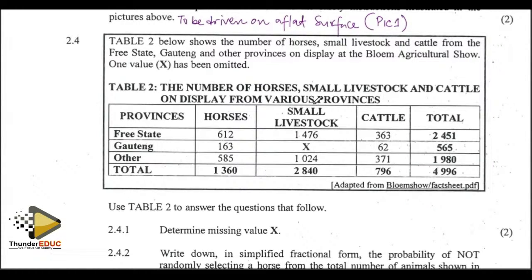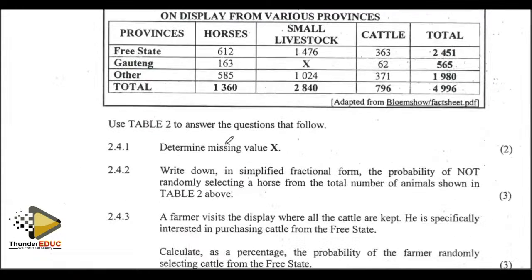One value X has been omitted. Okay, let's try the scenario questions. Determine the missing value of X. Now, the missing value of X, it's here. It's from Gauteng. But we have the total number here of this much. Small livestock. Also, if we add here, this simply means if you add these numbers, you should get that. When you add these numbers, we should get this either way.